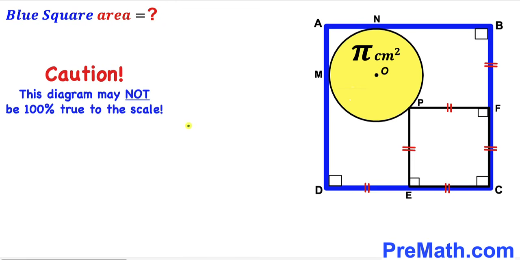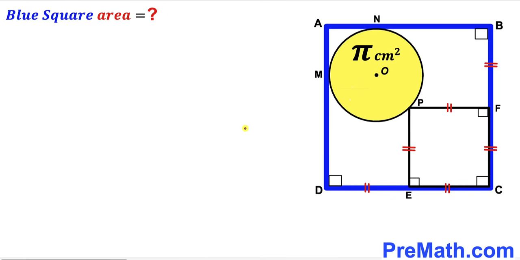Please keep in mind that this figure may not be 100% true to the scale. Let's go ahead and get started, and here's our very first step. We know the area of this yellow circle has been given to us as pi centimeter square, and we are going to calculate the radius of this circle. I'm going to label the radius as lowercase r. Now we are going to find the value of lowercase r.